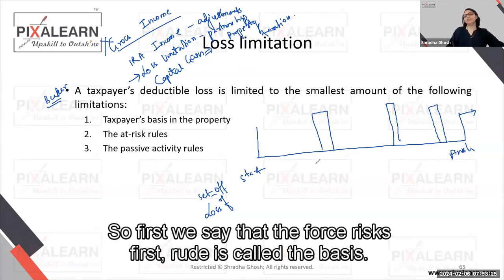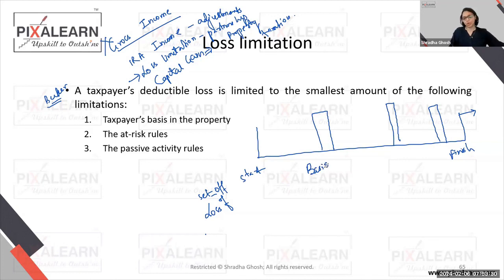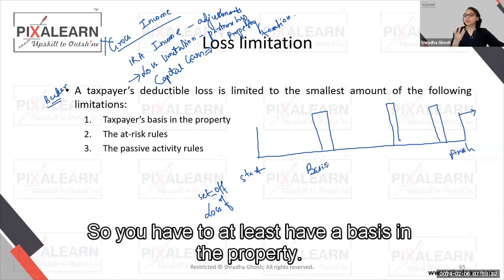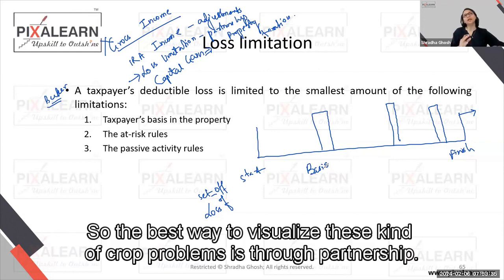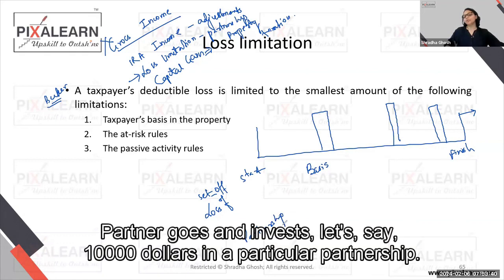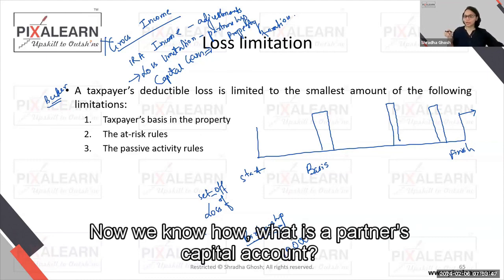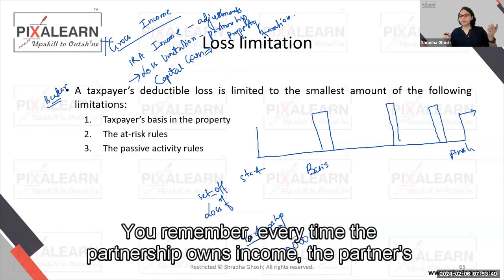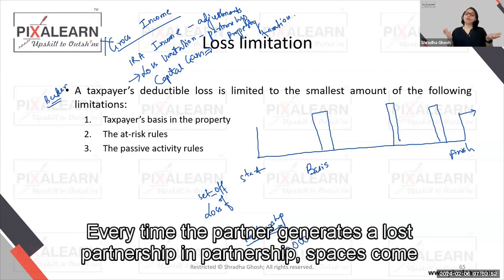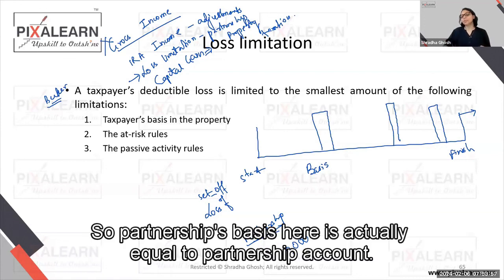So first we say that the first rule is called the taxpayer's basis rules. So you have to at least have a basis in the property. The best way to visualize these kind of problems is through partnership. A partner goes and invests, let's say $10,000 in a particular partnership. Now we know what a partner's capital account is. You remember, every time the partnership earns income, the partner's basis goes up. Every time the partner generates a loss, the partner's basis comes down. So the partner's basis here is actually equal to the partner's capital account.